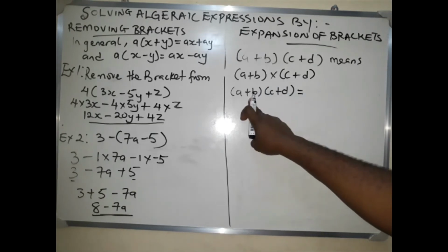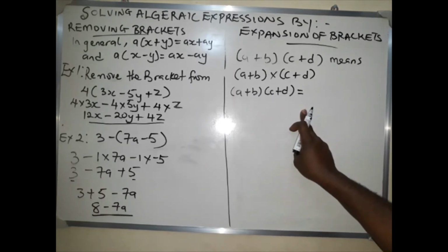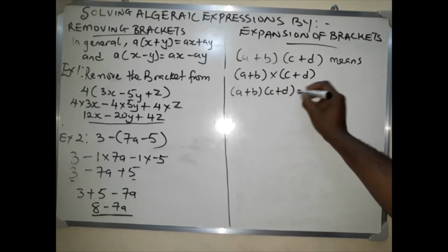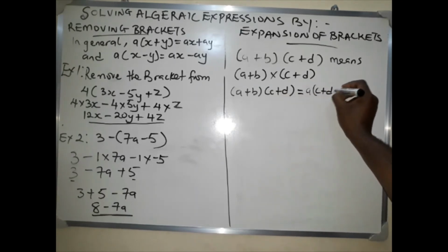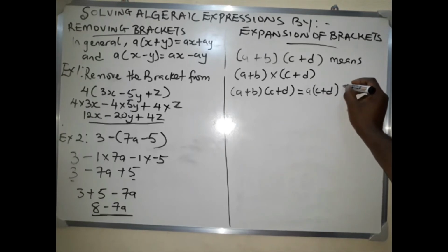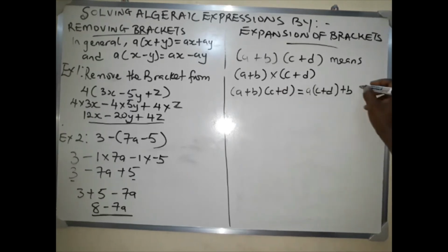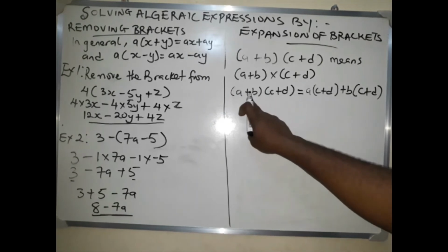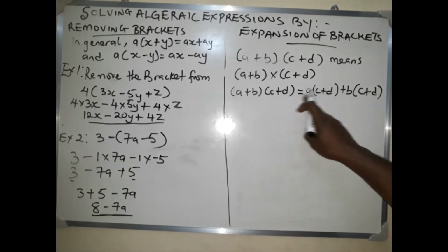Then you take the second term in the first bracket and you multiply everything in the second bracket. So you're going to have something like this. You now say A times everything in the second one, which is C plus D. Then plus B times everything in the second bracket, which is C plus D. So this is how you arrange it. It gives you something like this.